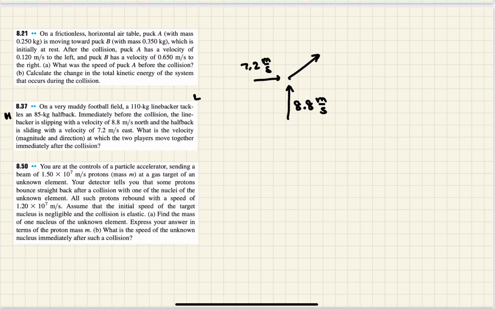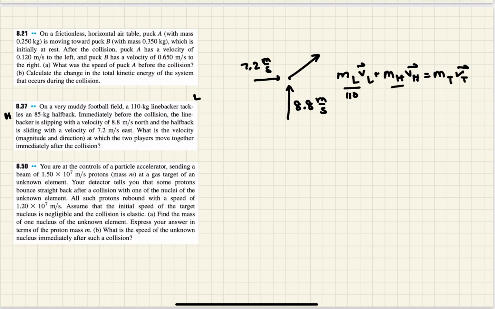So this is going to be one of the ones where we actually have to use vectors. We have to find the components and then find the magnitude and direction from there. This one's not going to be that bad because we have the conservation of momentum, right? And so we have m_L times v_L plus m_H times v_H is going to be equal to m_together times v_together. That's just our equation.